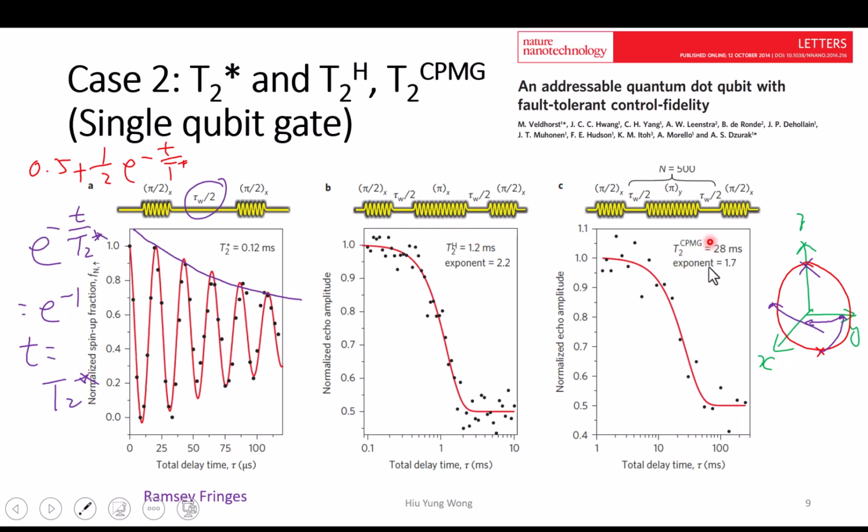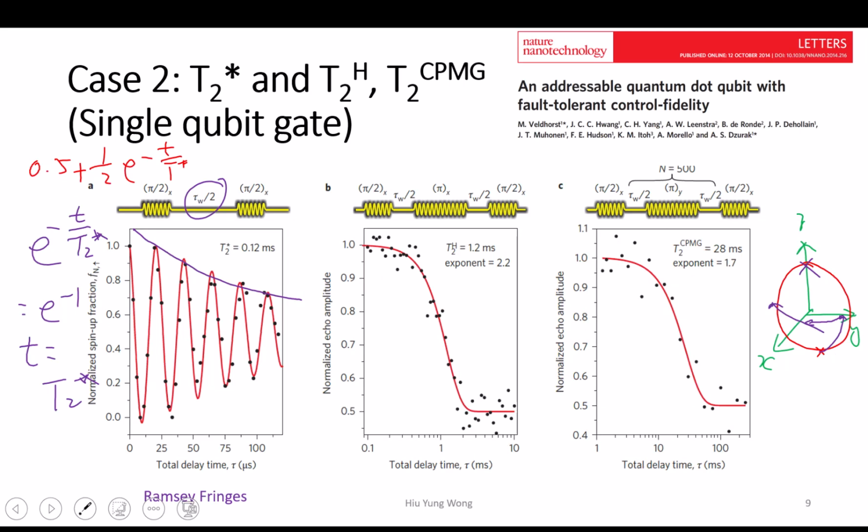And then there's something called CPMG, which is the initials of the authors. What they do is just like Hahn echo, but they rotate about the y-axis many times. With 500 times, they can extend to 28 milliseconds. This is just a way to explore the theoretical limit they can go to, that they can control as an engineer. That's my understanding. So how useful are these two metrics?